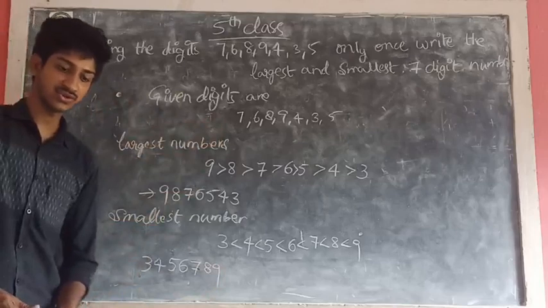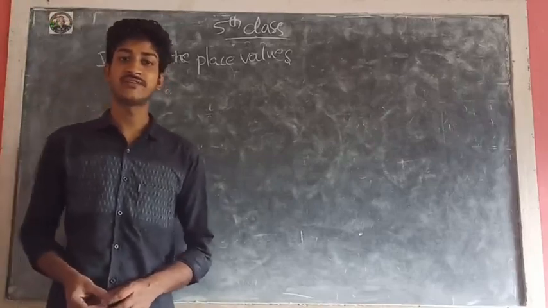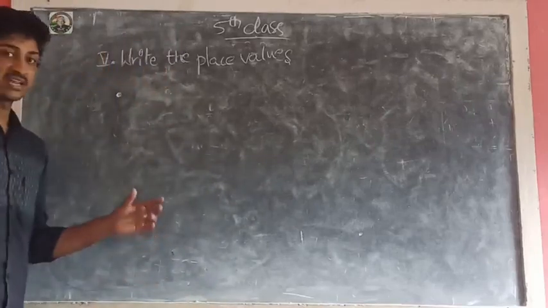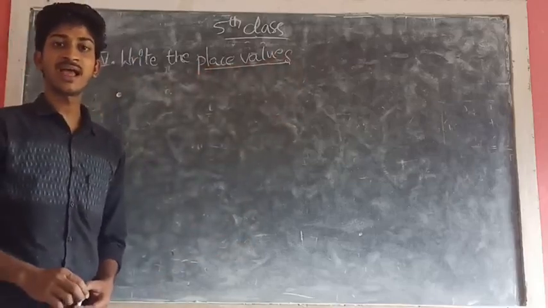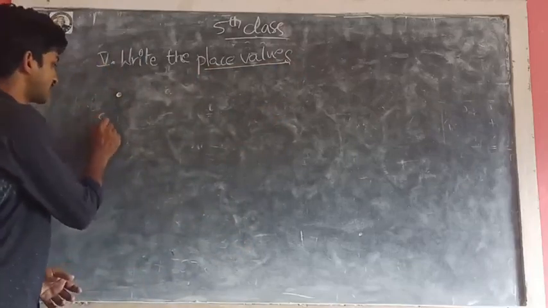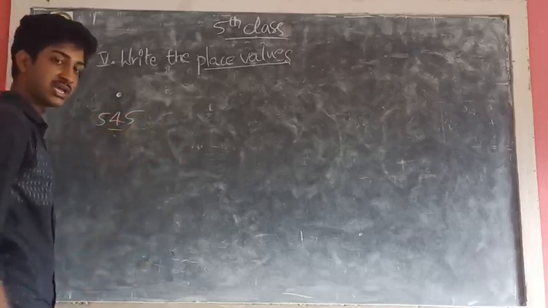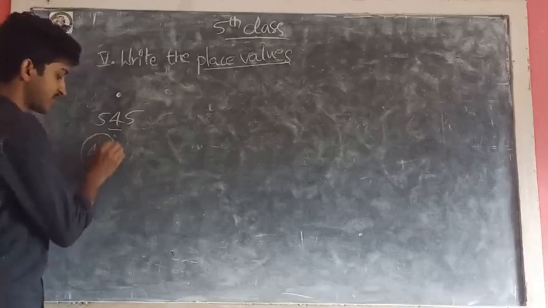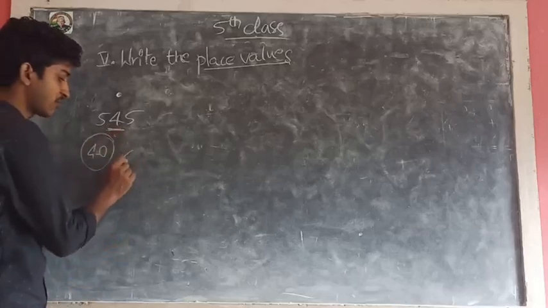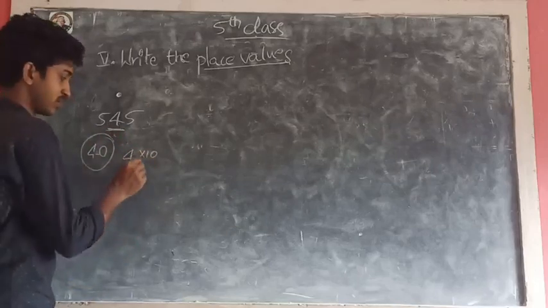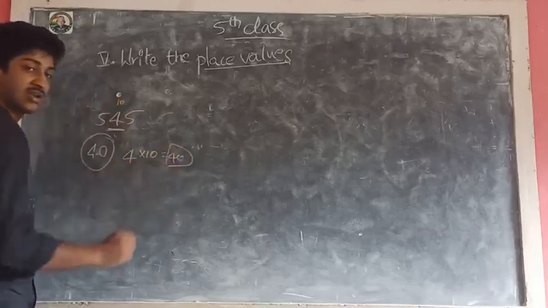Okay children, the next question is: write the place values of the following. Place value means the value of the number at that place. For example, I take 545 and the place value of 4 is 40, because it is in the tens place. Because it is in the tens place, we multiply with that place value. The place value is 10, so 4 into 10 is equal to 40. It is the place value of the 4.